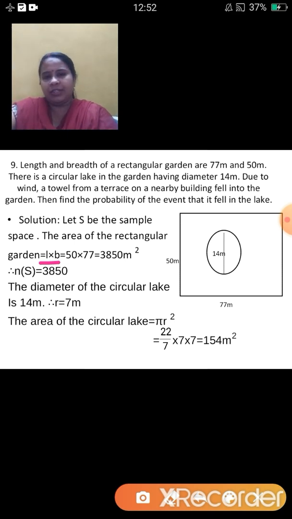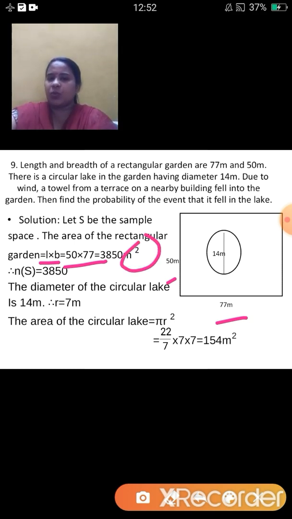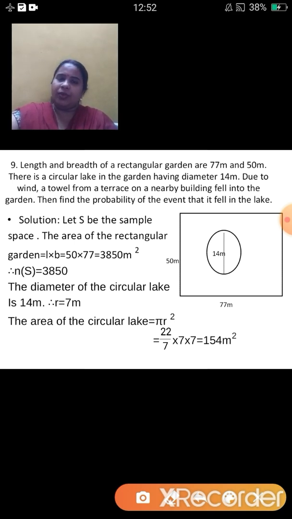And what is length here? 77. And what is breadth? 50. So we need to write 50 into 77, and when I multiply it, I get 3850. And since it is area, the unit should be meter square. So our first step is to find the sample space, and sample space will be the area of this rectangular garden. So n of S will be equal to 3850. When you write n of S, no need to write its unit.